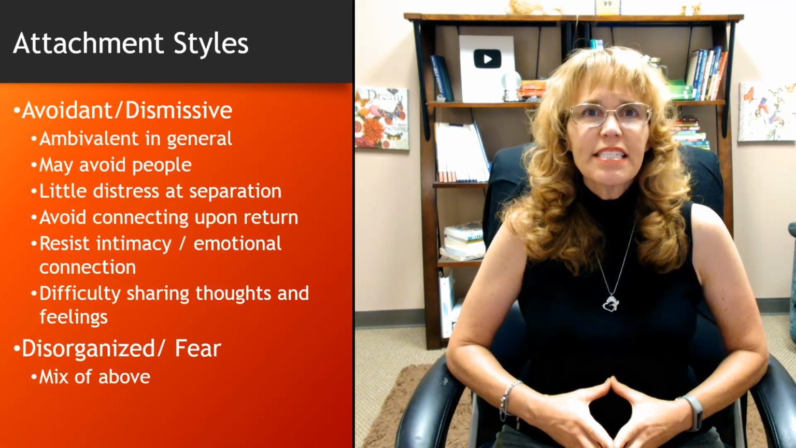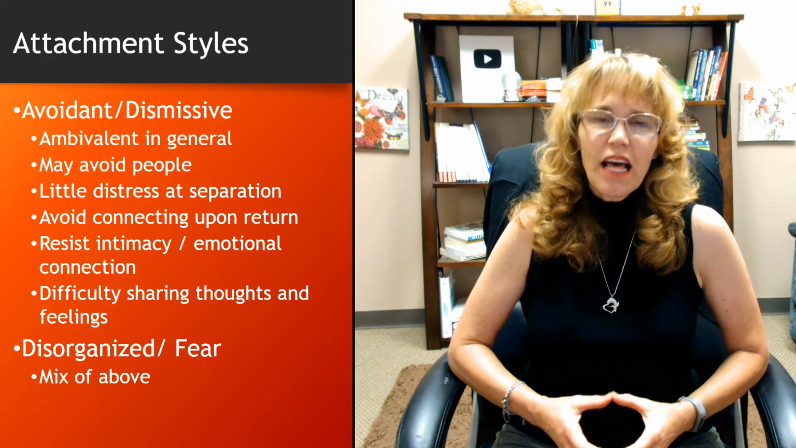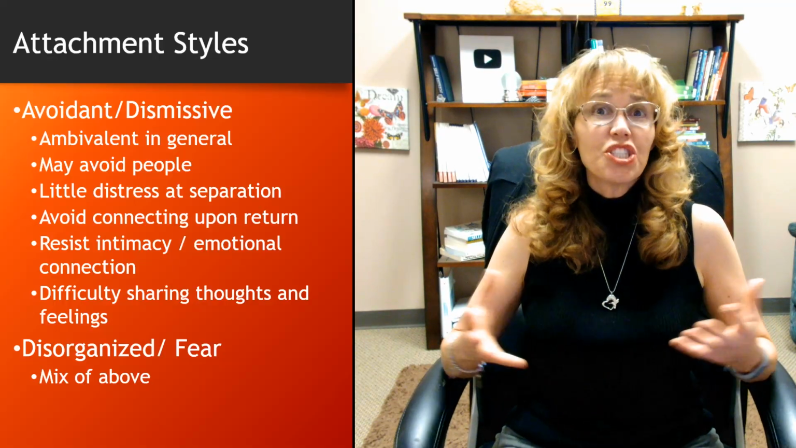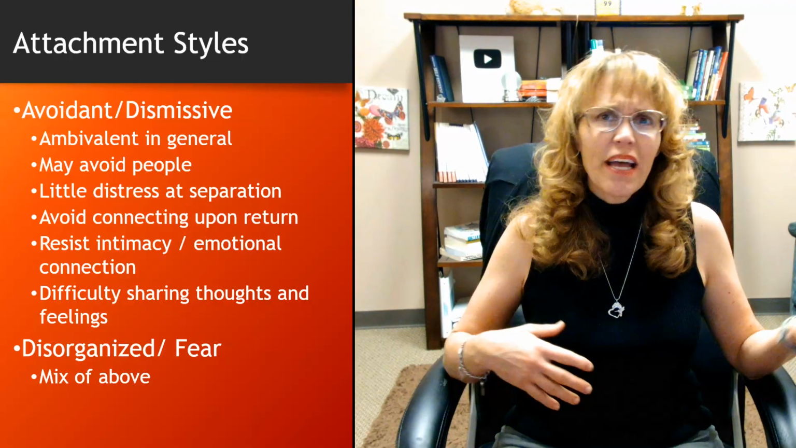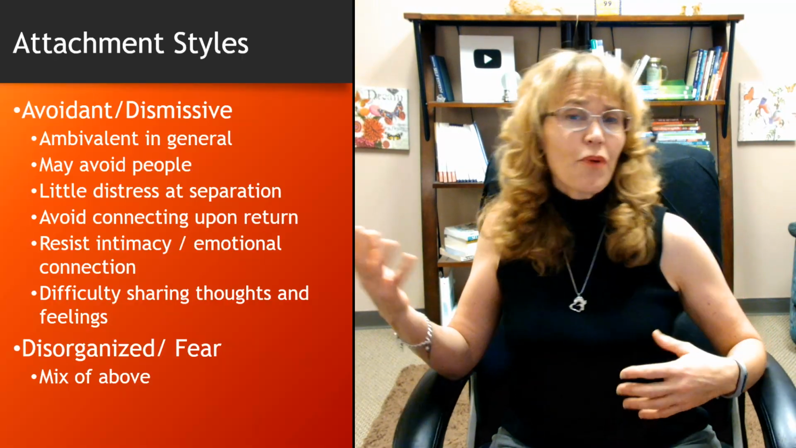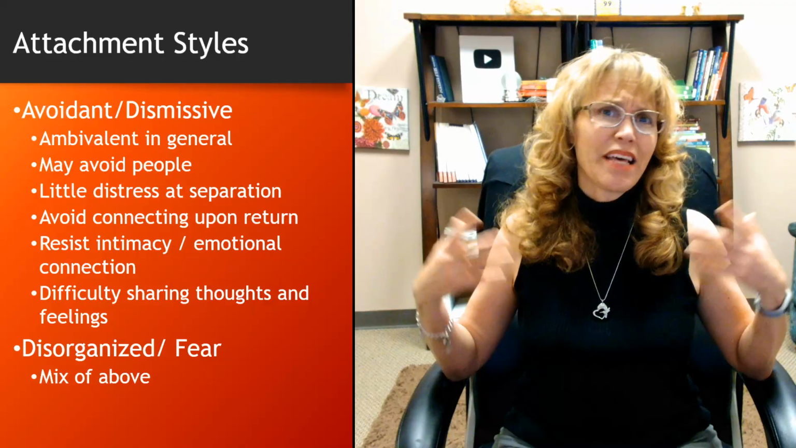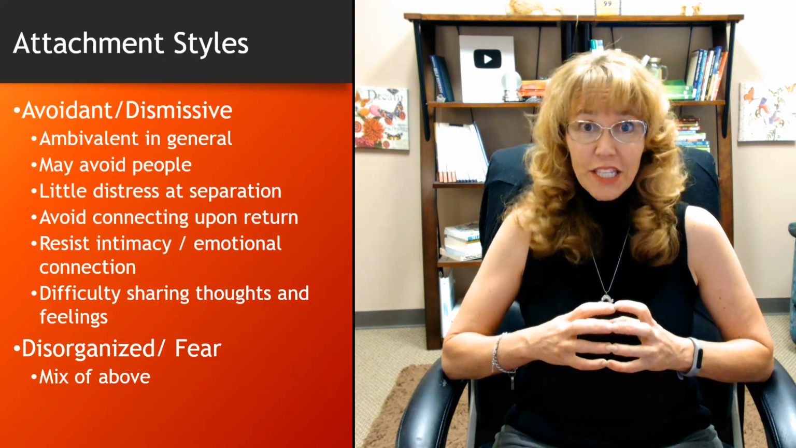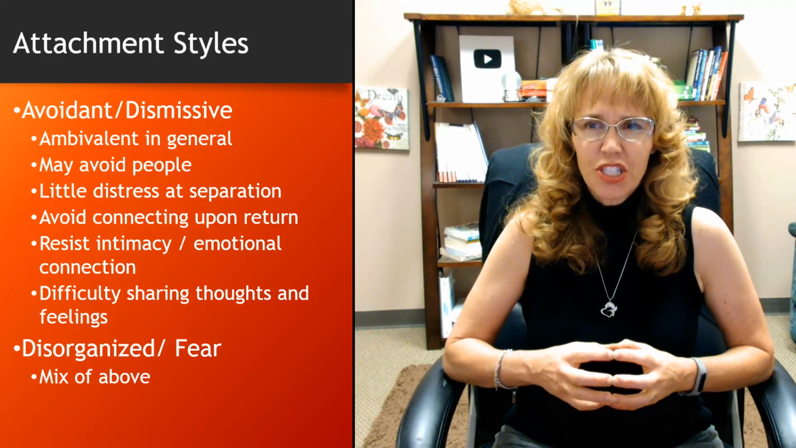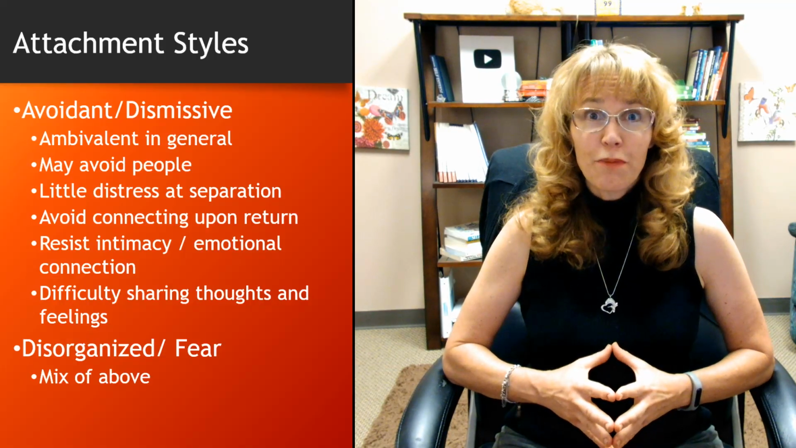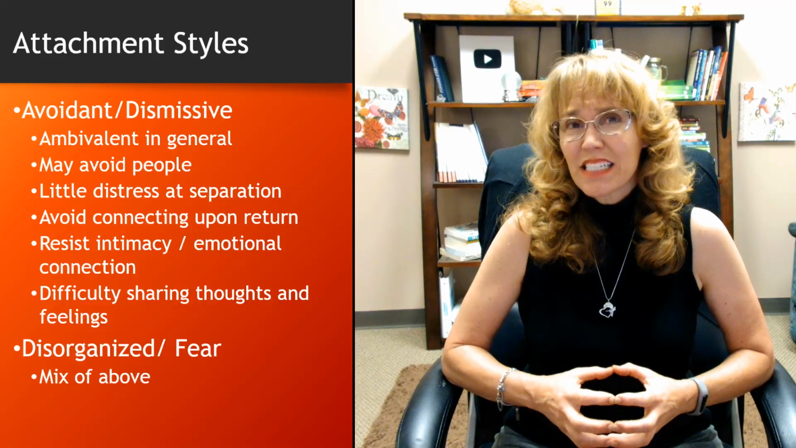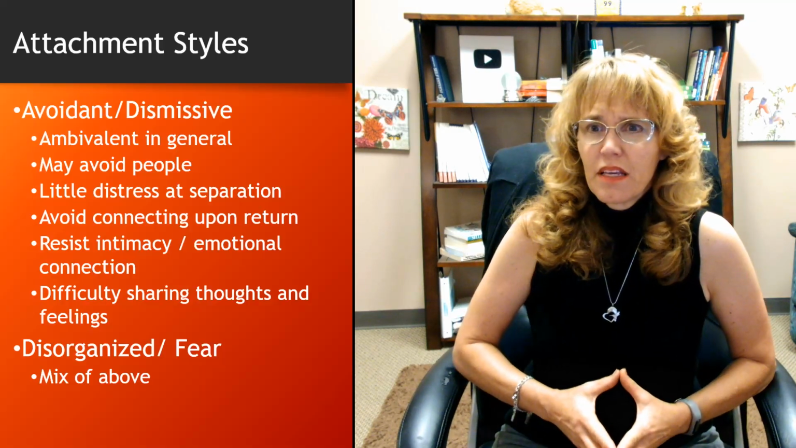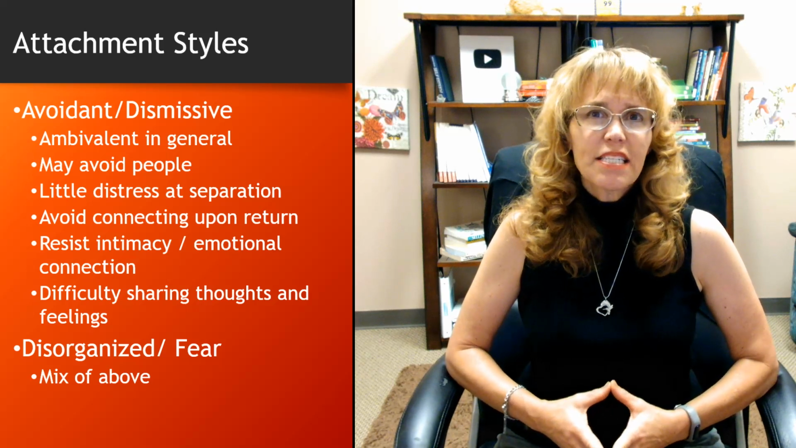The avoidant dismissive attachment style. This person, as the name implies, is ambivalent in general in life. They don't tend to be too anxious. They don't tend to be too happy. They're ambivalent. They don't care. They tend to be very avoidant of relationships, especially intimate relationships, and sometimes may avoid people in general just because it's been too painful in the past, so why bother now? They often exhibit little distress at separation.